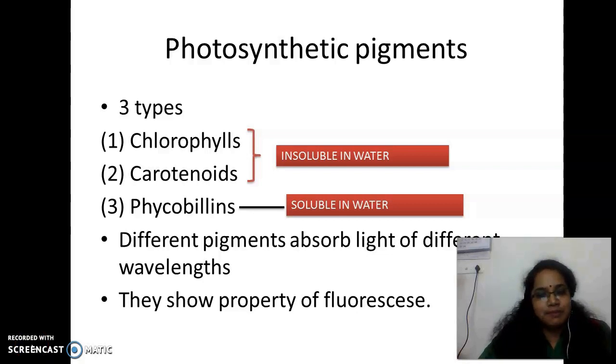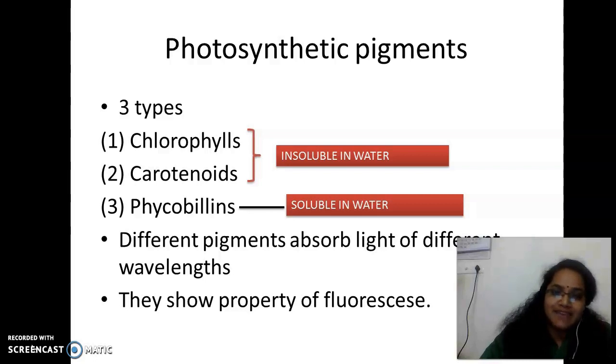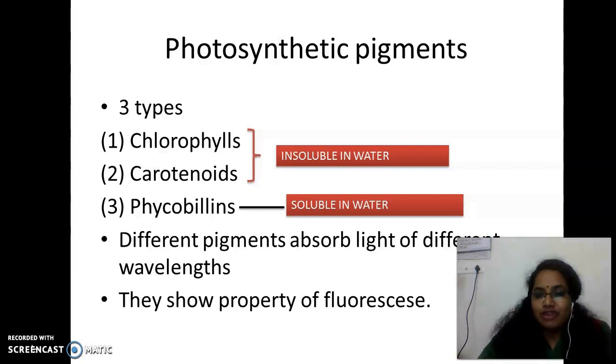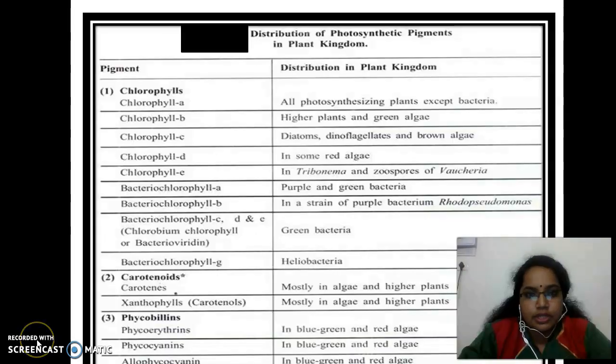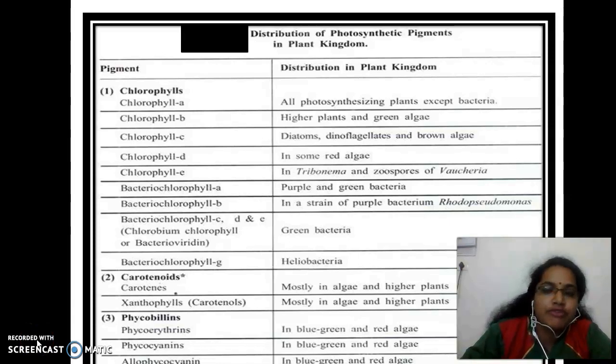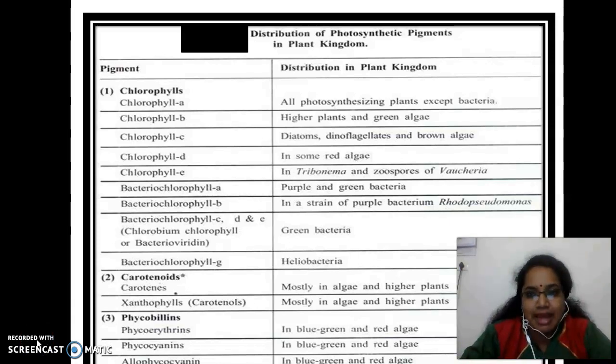Coming to photosynthetic pigments. Photosynthetic pigments are the major component of the light harvesting compound present inside the thylakoid. There are generally three types of photosynthetic pigments: chlorophylls, carotenoids and phycobilins. Chlorophylls and carotenoids are insoluble in water and phycobilins are soluble in water. They show the property of fluorescence and absorb light of different wavelengths. These are the distribution of different types of photosynthetic pigments seen in the plant kingdom.